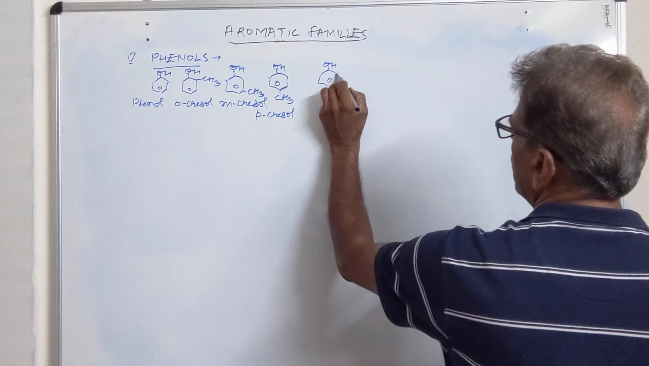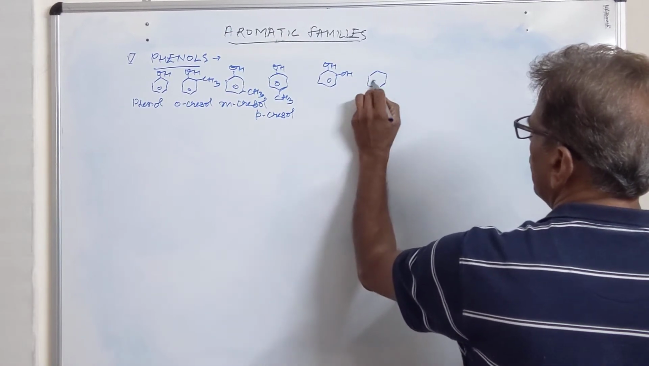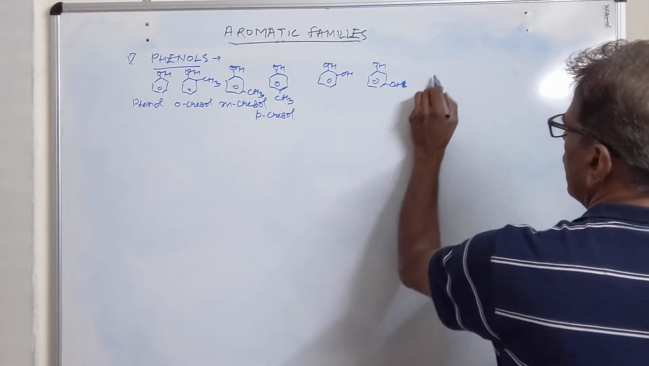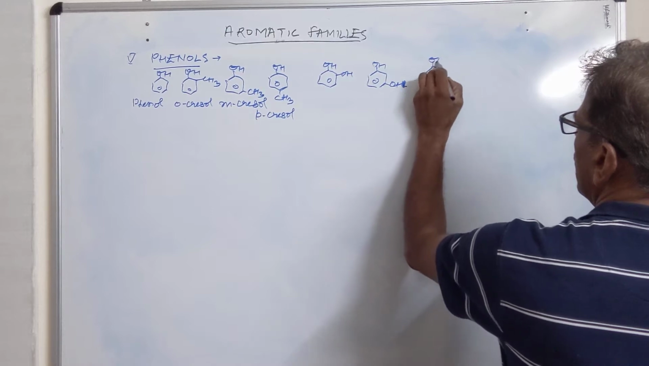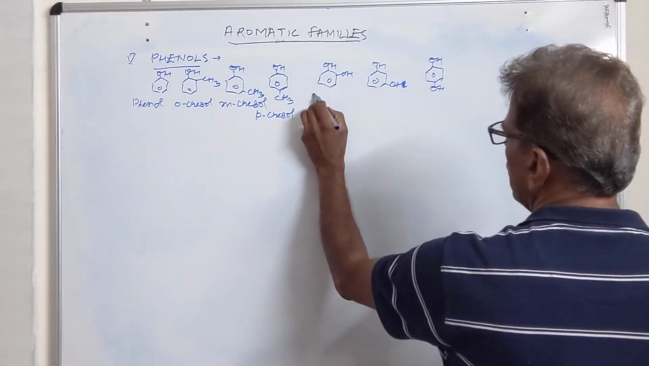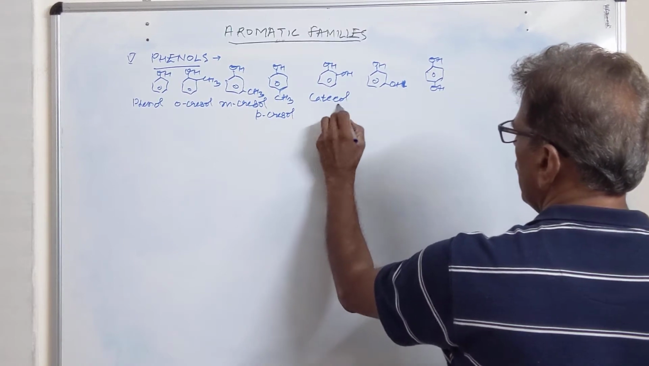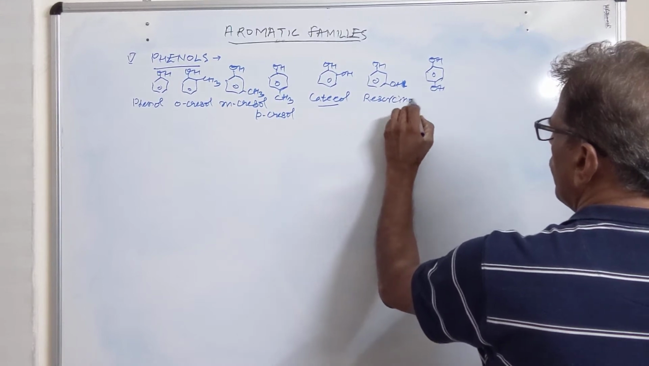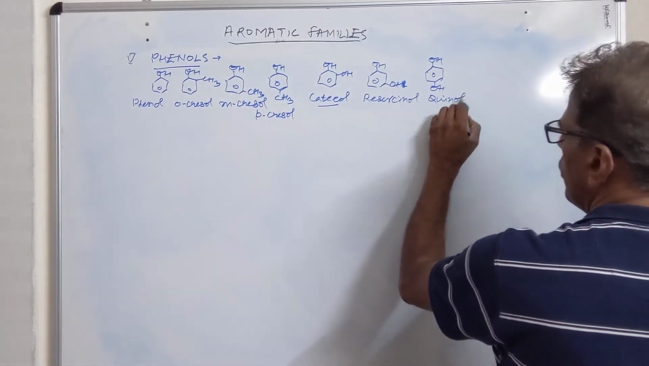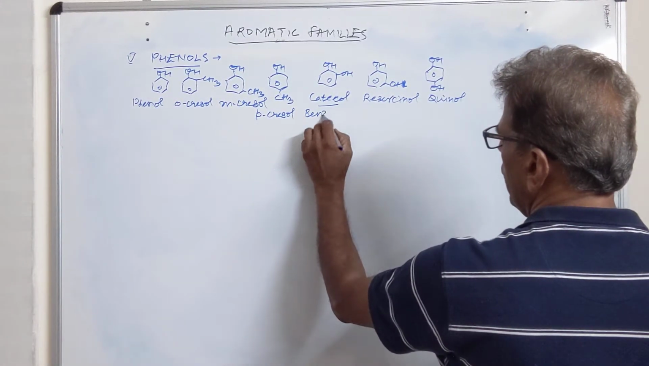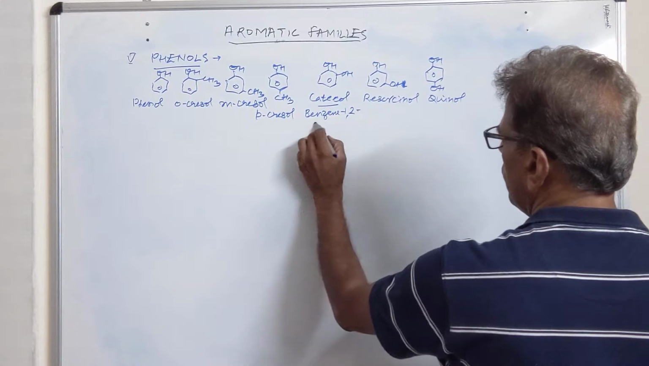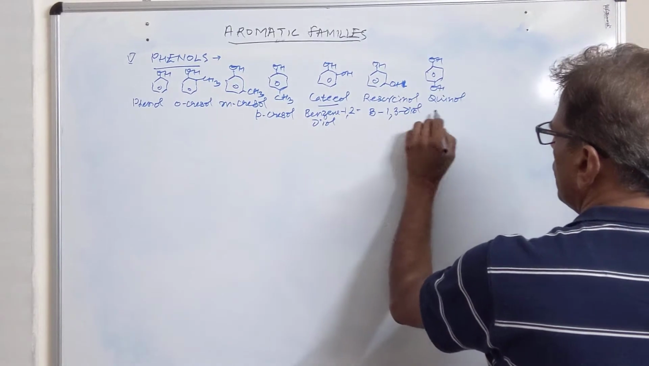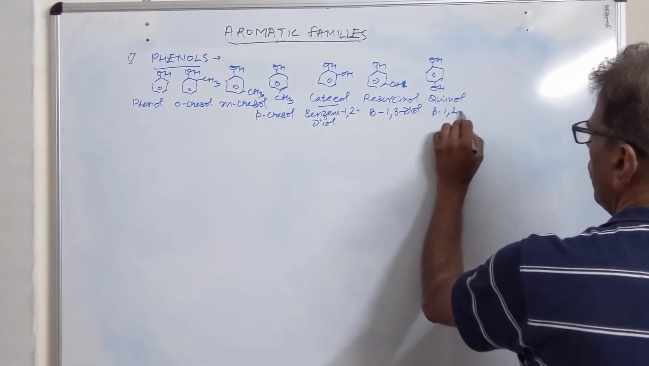Then we have dihydric phenols having 2 OH group at ortho position, meta position, para position. This is catechol, commercial name is catechol. This is resorcinol. This is quinol. It is benzene 1,2-diol. This is benzene 1,3-diol. This is benzene 1,4-diol.